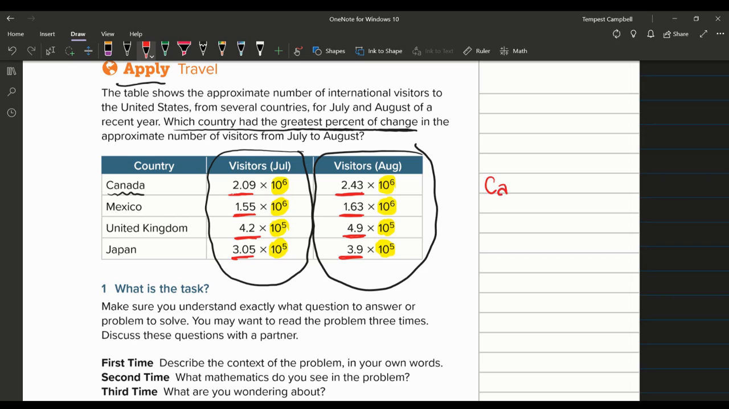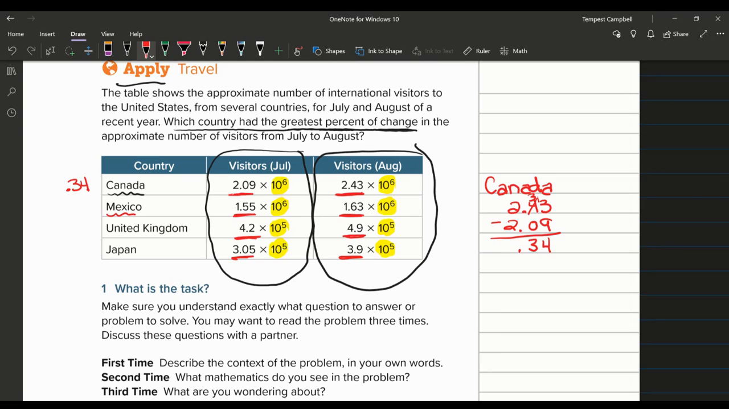Let's see, Canada. What is the difference between 2.43 and 2.09? When we're talking about difference, we're talking about subtraction. We take this number and subtract them from each other. We should get 0.34. So the difference for Canada is 0.34.